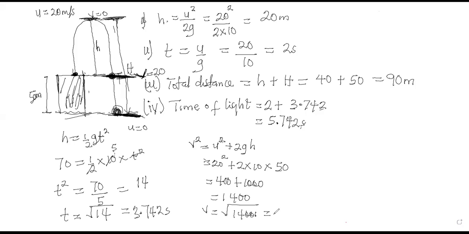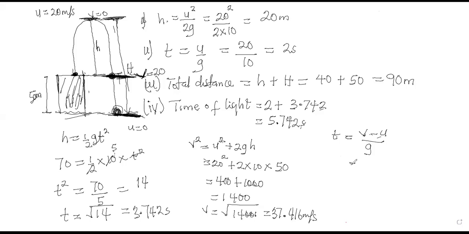10 root 14. Give it to me in decimal. 37.416. That's 37.416 meters per second. So this is the velocity the body would hit the ground with. So knowing the velocity, I can use this to determine the time. The time it will take for the body to move from the top of the tower to the ground. So T would be equal to V minus U over G.